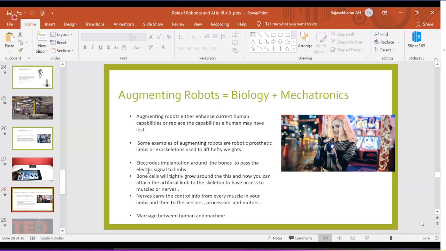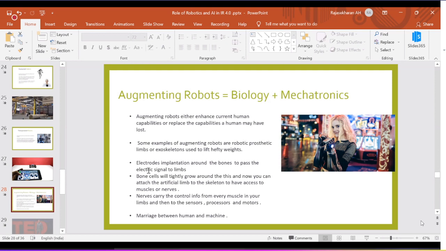So the next one is augmenting robots. This is another industry with biological factors and mechatronics. It's like we are enhancing human capabilities. This industry helps humans get back what they have lost, maybe their hands or legs. This technology will help them get it back, using prosthetic limbs, which are artificial limbs connected to the body, and using that, people can work like they have got hands or legs.